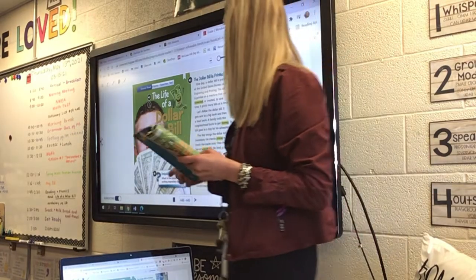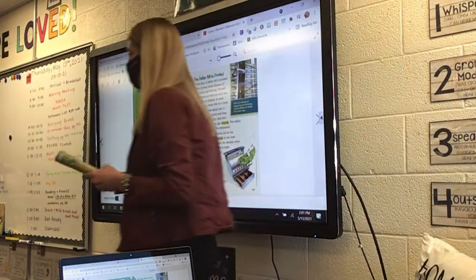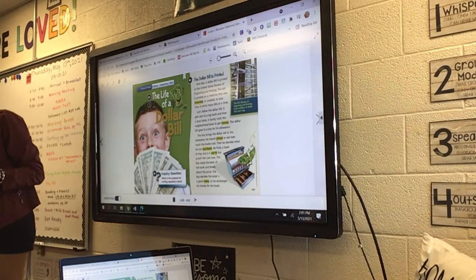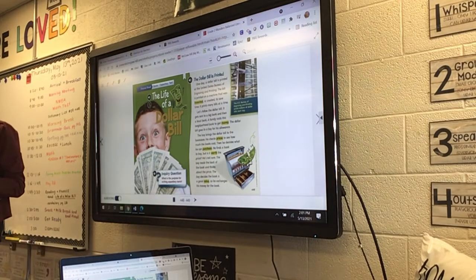One day, a dollar bill is printed at the United States. This is a hard word. It's called a bureau. Bureau of Engraving and Printing. The bill is printed on a machine that was invented to save time. It prints many bills at a time.